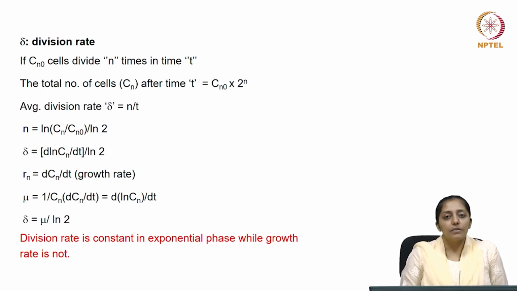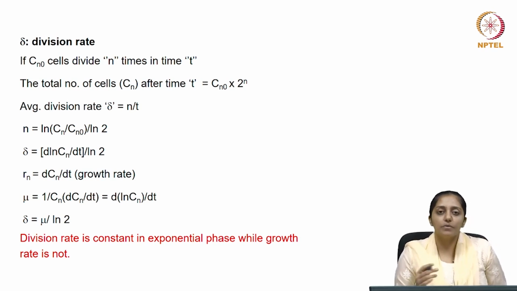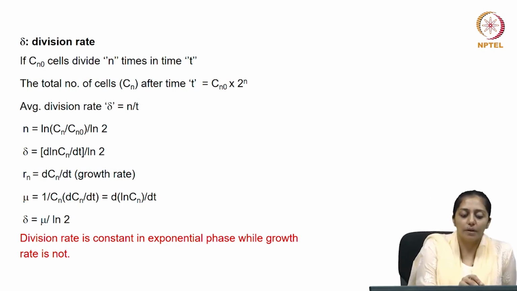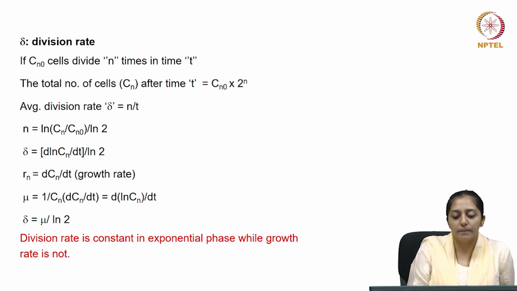Now, let us also see how is division rate correlated with the specific growth rate. You remember I spoke about division, that during the accelerated growth phase the division rate of the cell becomes its maximum, and during the exponential phase the division rate is maximum and the growth rate increases. Now, let us try to see a correlation between the division rate and the specific growth rate. So, if Cn naught are the cells initially present and they are dividing n times in time t. You can see on the slide.